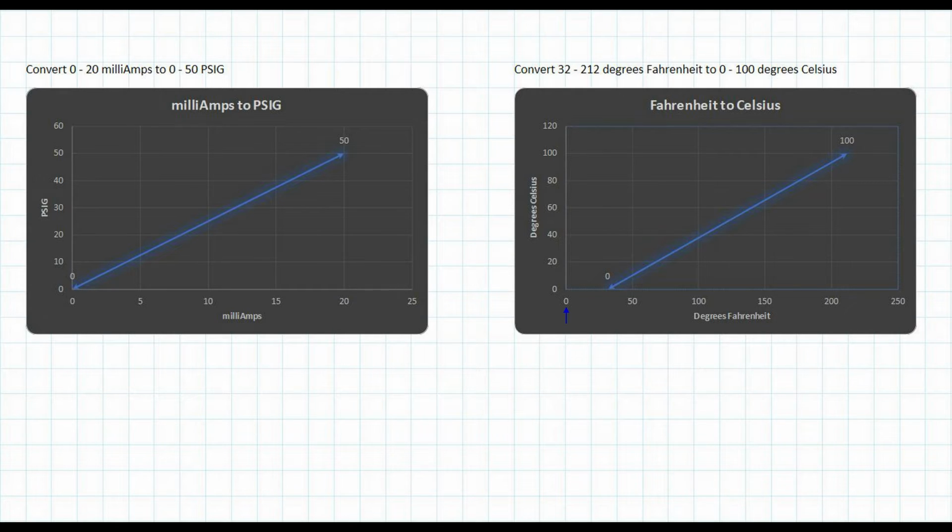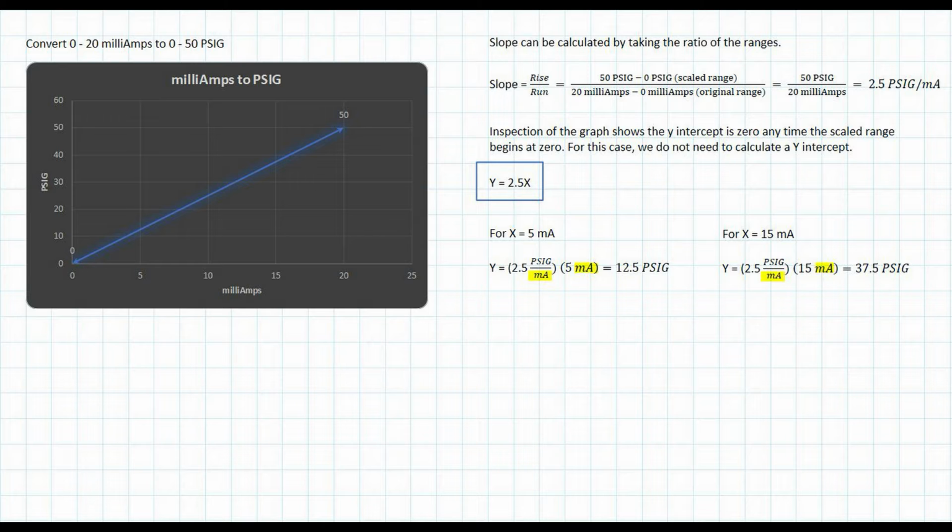The example on the right shows the familiar conversion between degrees Fahrenheit and degrees Celsius. Unlike the example on the left, this conversion does not begin at the origin point, so we will have to address the y-intercept. Returning back to our milliamp to PSIG conversion, the first thing that we need to determine is the slope.